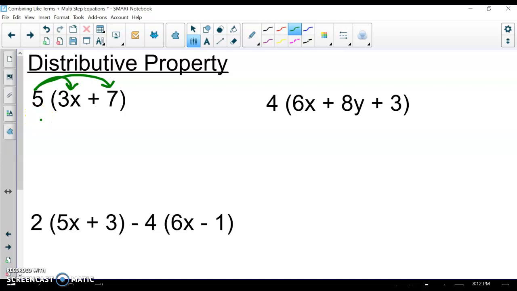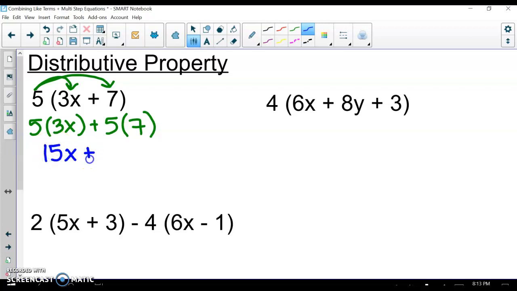So this is like saying 5 times 3x plus 5 times 7. That's writing it all out. So then from there we do that. So 5 times 3x is 15x plus 5 times 7 is 35. And that's our simplified expression.